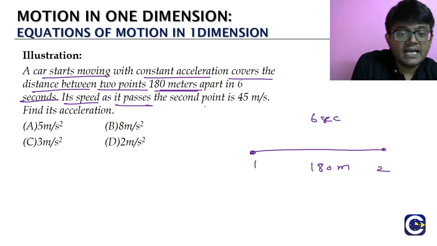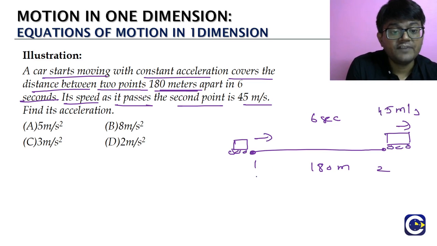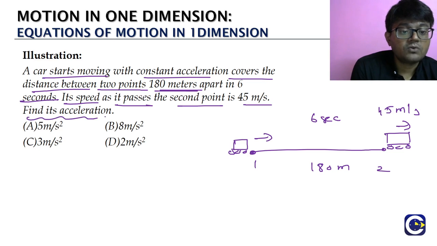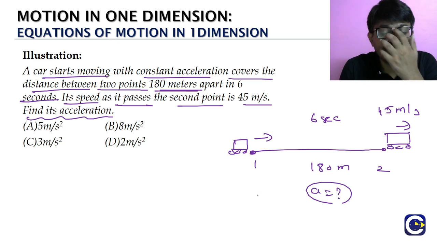Its speed as it passes the second point, where this is the first point and it is passing through the second point. What is the speed? Speed means the magnitude of the velocity. What is it? 45 meters per second. From this we have to find the acceleration.